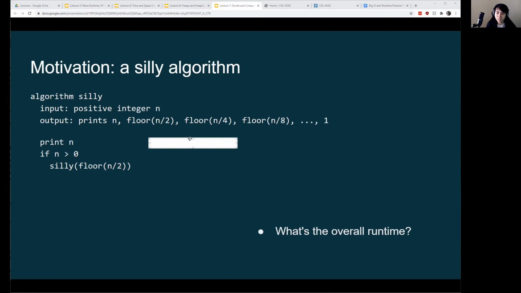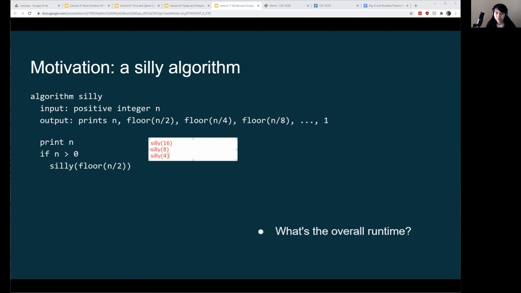All right. So we're seeing basically that if we call silly of 16, here's an example. The first thing we'll do is print 16 out. And then we'll check to see if 16 is greater than 0. Since it is, we're going to call silly on the floor of 16 divided by 2, which would be silly of 8. So we went from 16 to 8, so we've halved the problem. The original problem was this number 16, and we've made the problem smaller by half. We'll do the same process here. We'll first print out 8, and then check to see if 8 is greater than 0. It is, so we're going to call silly of 4.